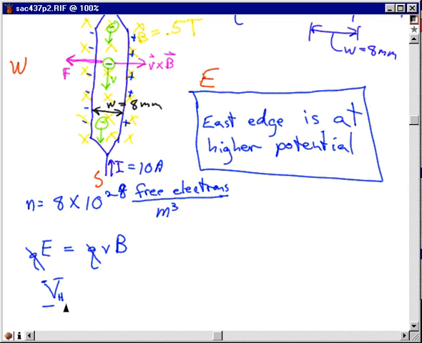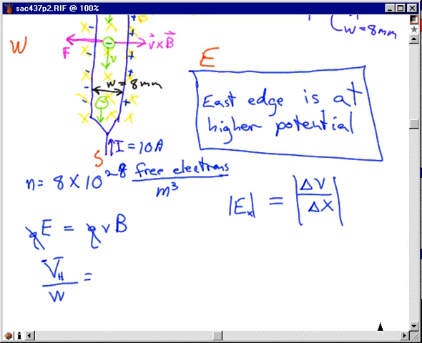The delta V over delta X formula that you have on your formula sheet, E in magnitude, like we said, X component is delta V divided by delta X. In this case, the delta X is the width of our strip. We're going from here to here. The potential difference is what we call the Hall potential, and that is the electric field.